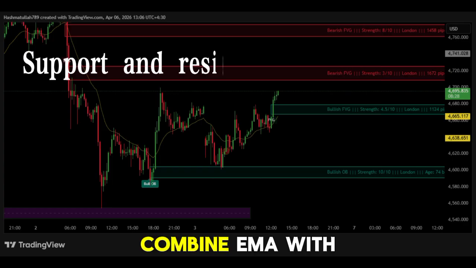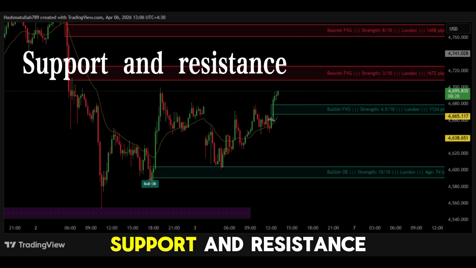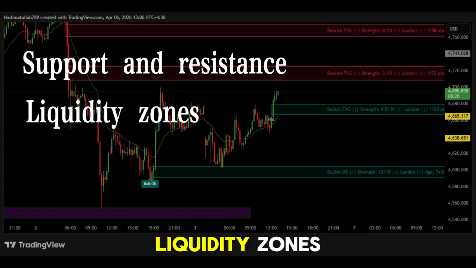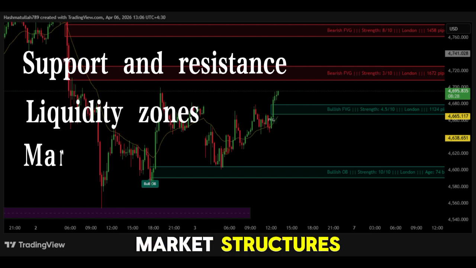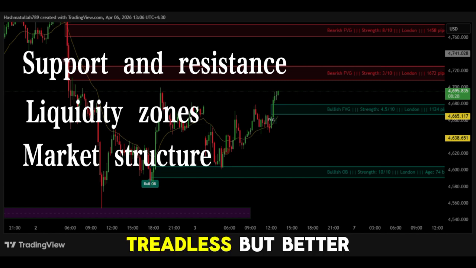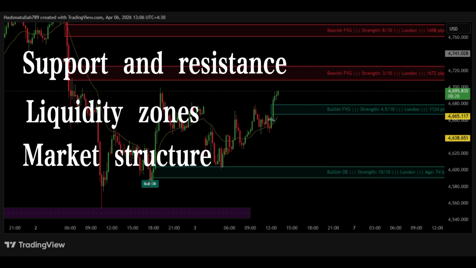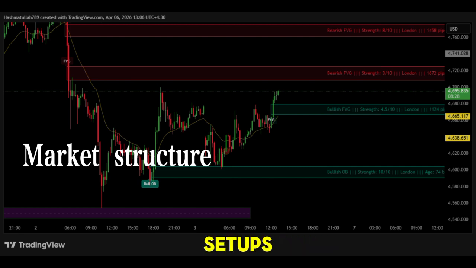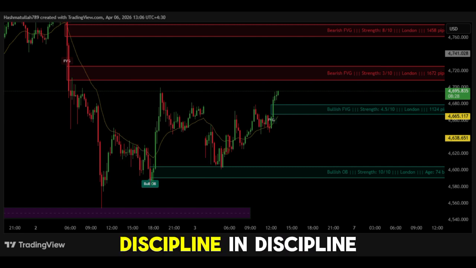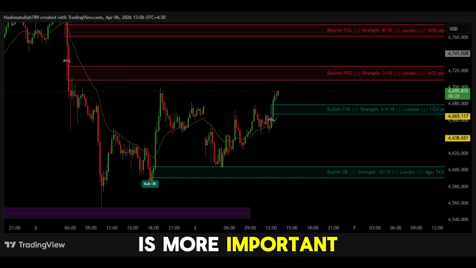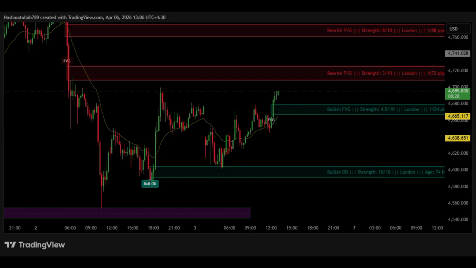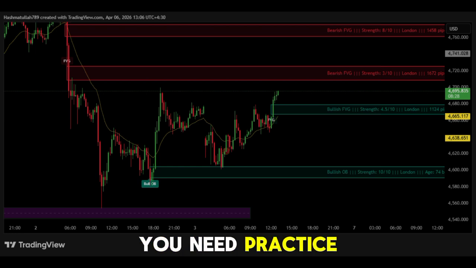Want to level up? Combine EMA with support and resistance, liquidity zones, and market structure. Trade less but better. Focus on quality setups. Discipline is more important than strategy. Now you know EMA the right way, but knowledge is not enough. You need practice, you need patience, and most importantly, you need control.